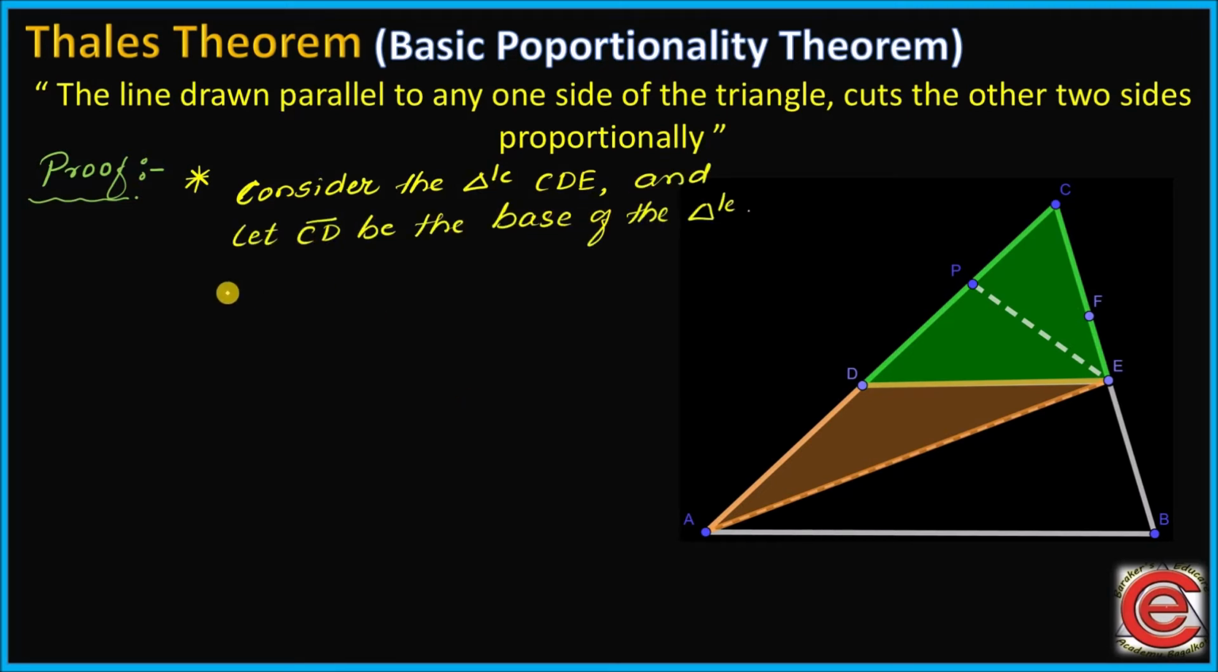If CD is the base of the triangle, then the area of the triangle is equal to half of, according to our previous knowledge, base into height. So base is CD. Then what will be the height of this triangle? Height to the base. So it is nothing but PE. Call this equation 1.